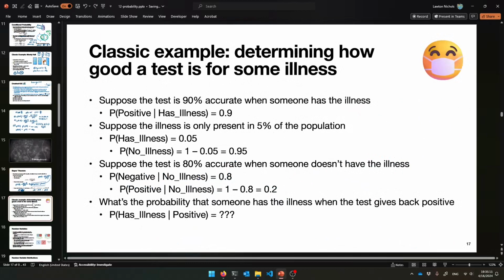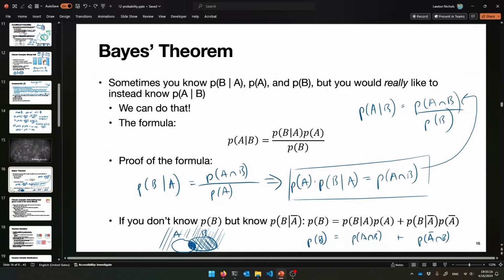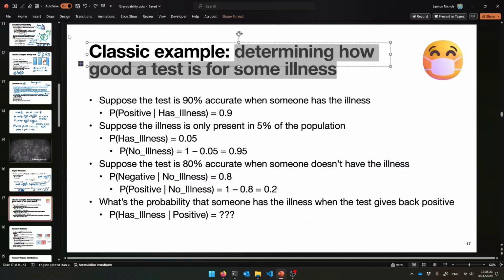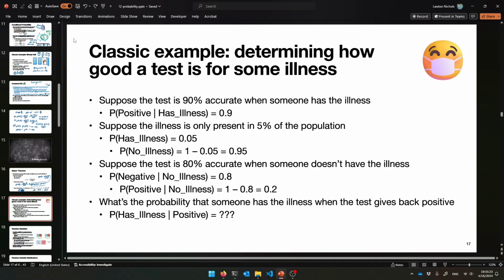So a very classic example of solving something using Bayes' theorem, using this ability to switch the conditional probabilities, is to determine how good a test is for some illness. Let's say the next COVID happens, unfortunately, and let's say that we made a test for that new virus, and that test is 90% accurate when somebody has the illness. It's good at telling you when somebody has the illness. It's 90% going to tell you that they're positive, right?